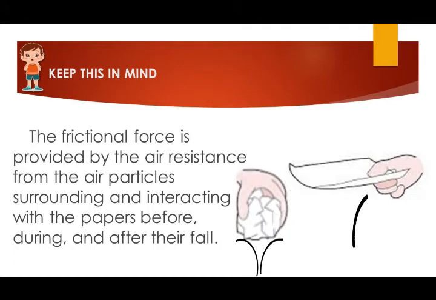For the sheet of paper, since it has a larger surface area, it interacts more with the air particles surrounding it. Hence, there is greater air resistance. In the case of the crumpled paper, however, the surface area is relatively smaller compared to the sheet. This then decreases the amount of air particles interacting with the crumpled paper, and so, less air resistance. Since the crumpled paper has less air resistance, it falls faster than the sheet of paper even though they are both acted on by the same gravity.